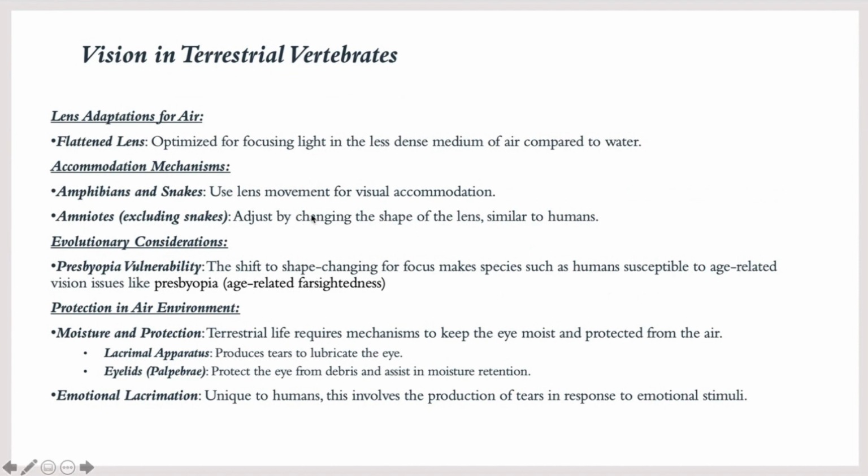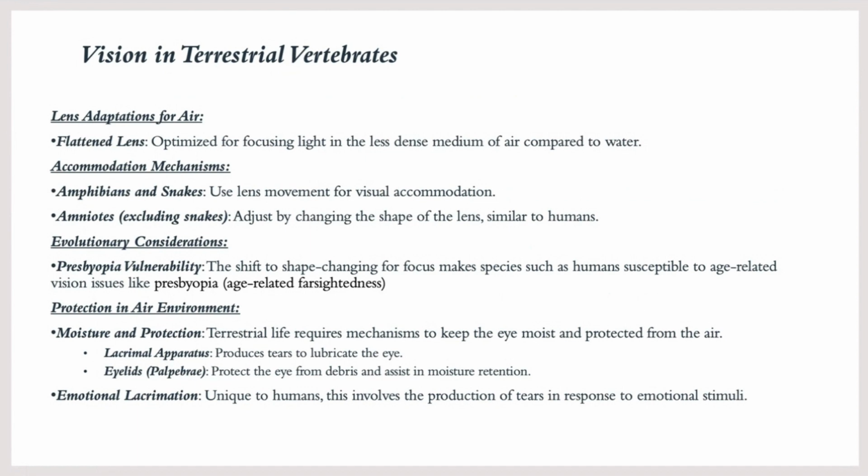Now, because we change the shape of our lenses, we are vulnerable to something called presbyopia. Presbyopia is age-related farsightedness. This basically means that over time, because we keep changing the shape of our lens, of course, this is involuntary and controlled by the autonomic nervous system, eventually that flexibility in being able to change the lens is going to decrease. Those muscles that are helping to do that, they're going to start to deteriorate.